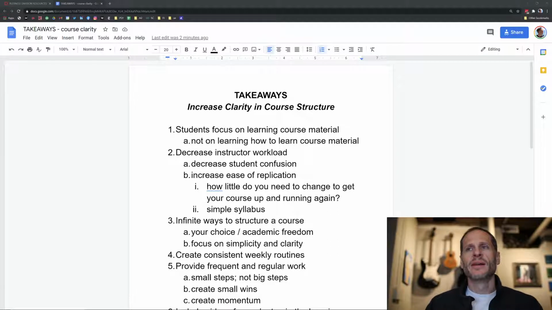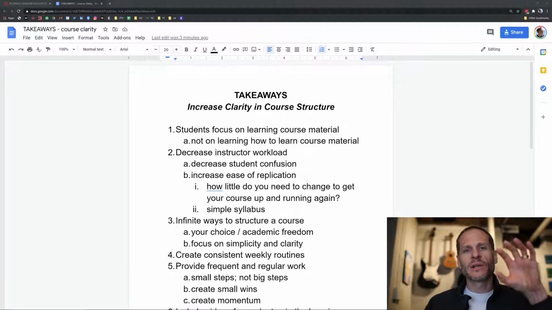I went through that. All right, so without further ado, having clarity in your course structure is super important. First takeaway is that you want the students to focus on learning the course material. So whatever you're teaching, that's what you want your students putting effort into figuring out. You want them to figure out the material that they're there to learn, and you want to minimize the amount of effort that they have to spend figuring out how to learn that material. Okay, so important distinction there.